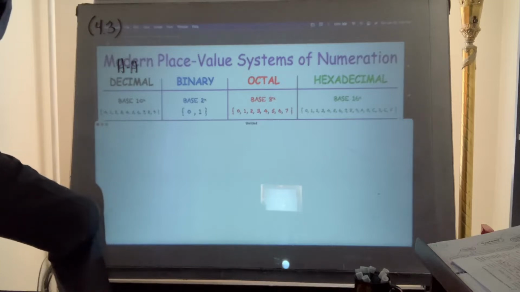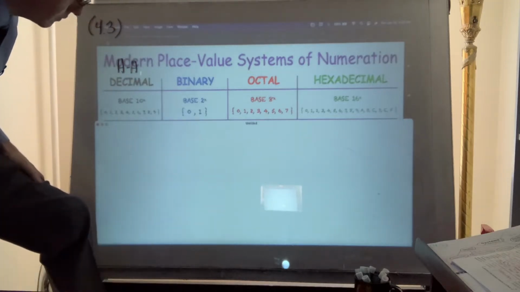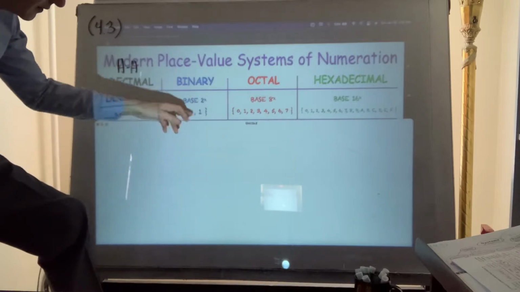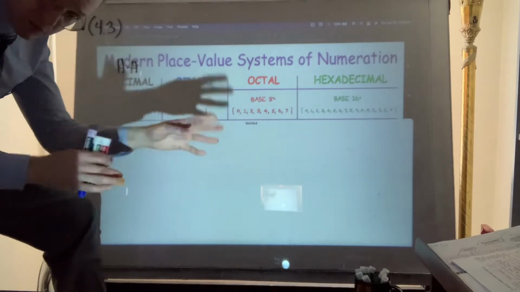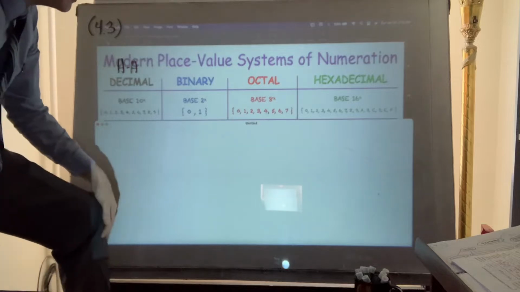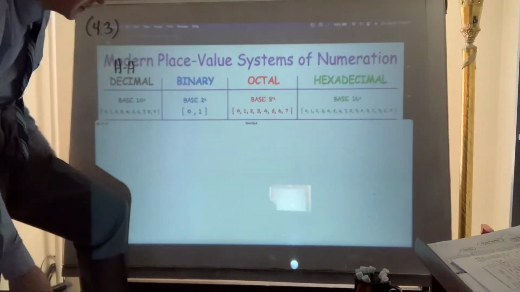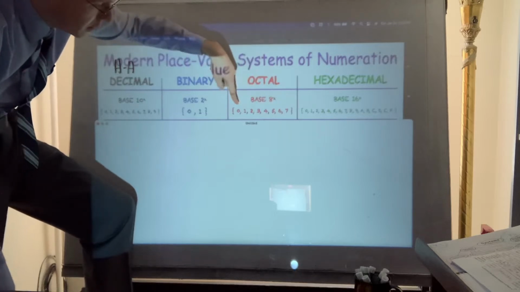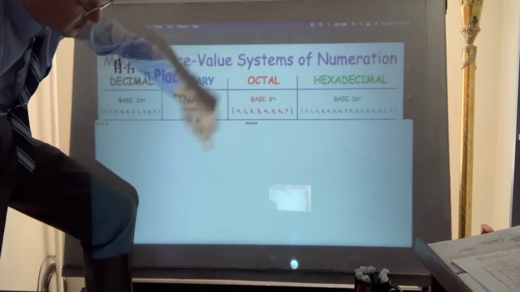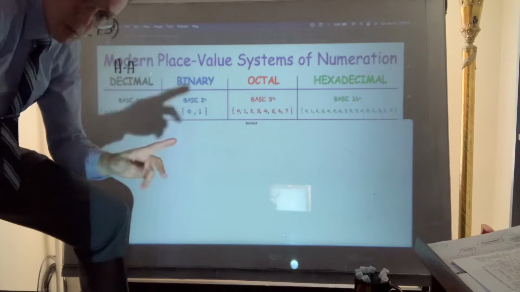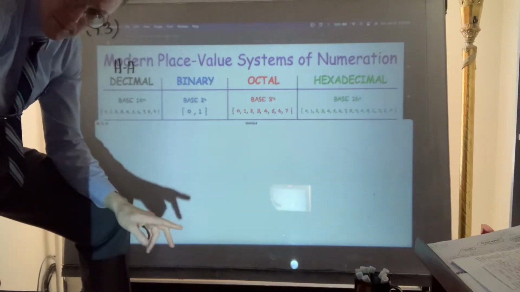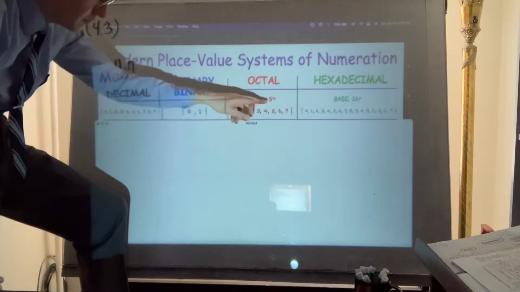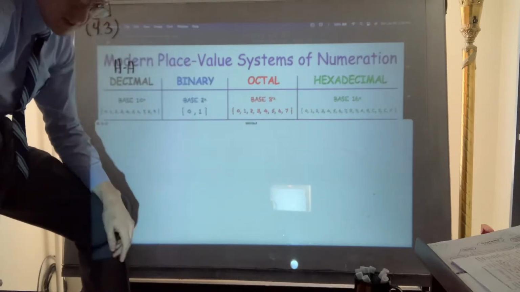Okay? So 1, 2, 3, 4, whatever. But when you're actually writing values in binary, it's just a pile of zeros and ones. All right. The octal system is characters between 0 and 7. Remember, it's always one number shorter than the base number. So if the base is 2, then you stop at 1. If the base is 8, then you stop at 7.